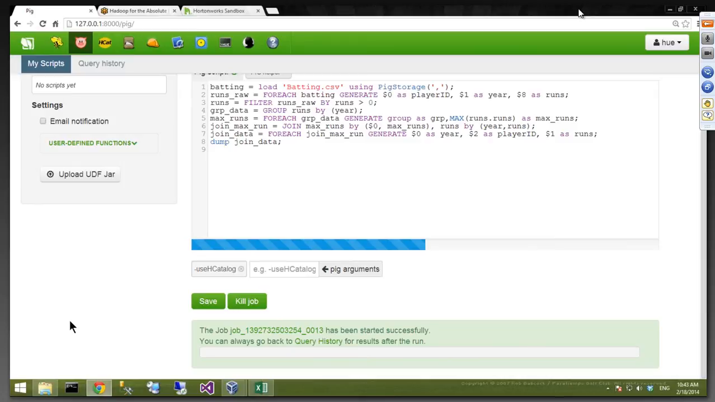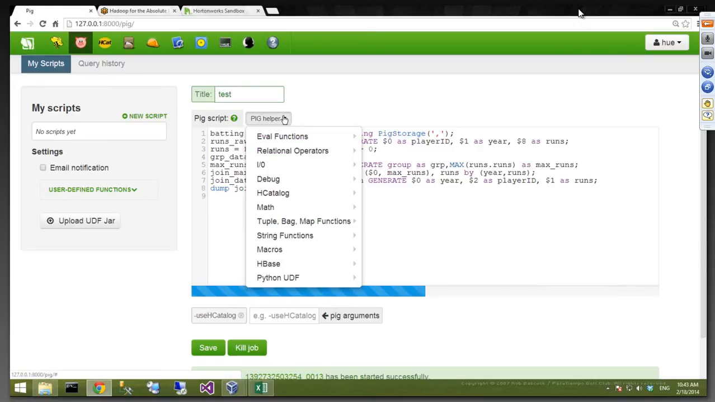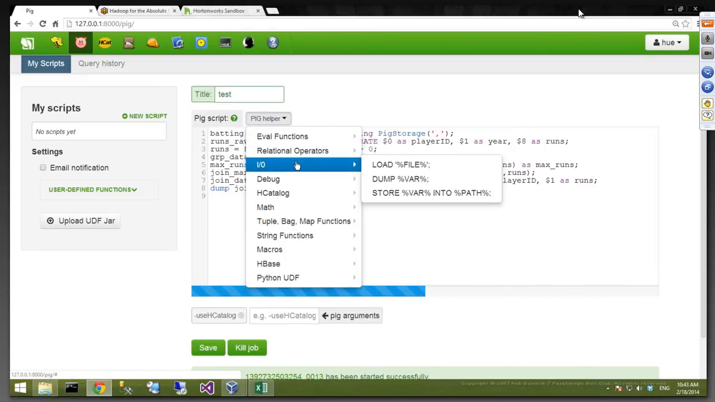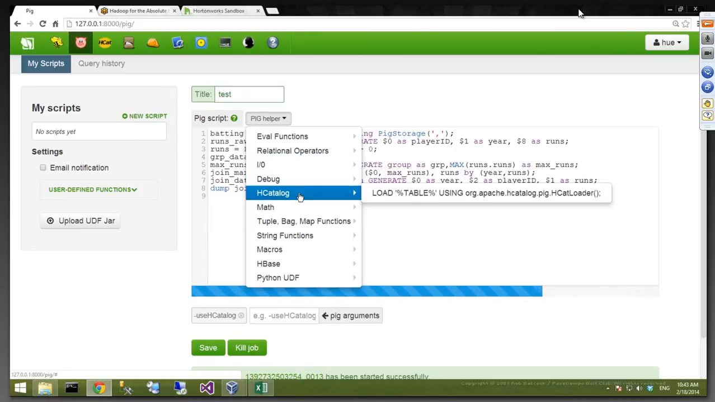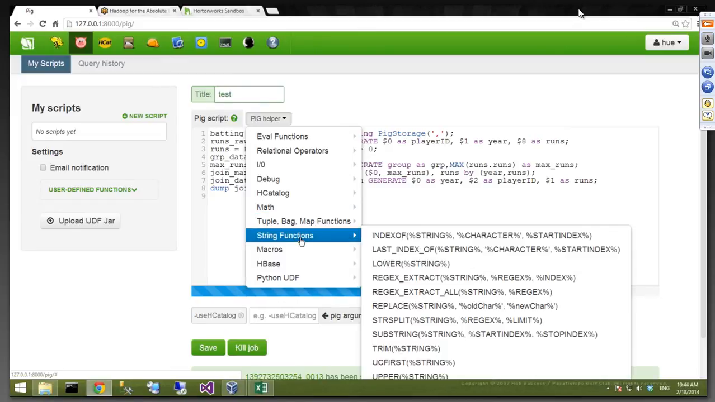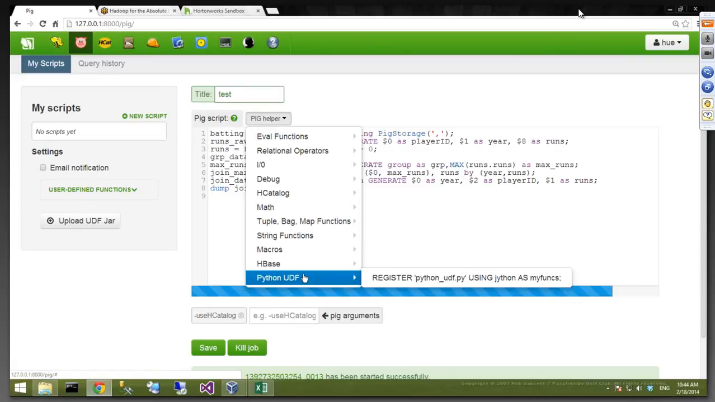Okay, let's see. You get this barber pole that runs forward and gives you a false sense of security that things are running fast. What I should have done is executed it and then explained it while it was executing. But while we do that, look at Pig Helper. As you pull down Pig Helper, if you wanted to know what Pig has to offer you, like how to load files or dump things back into storage, you can just click on Pig Helper, and it will put these statements into your script, and then you just fill in the missing variables, so you can see what functions Pig has available to you.